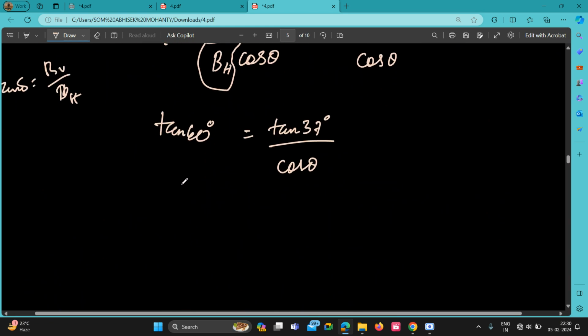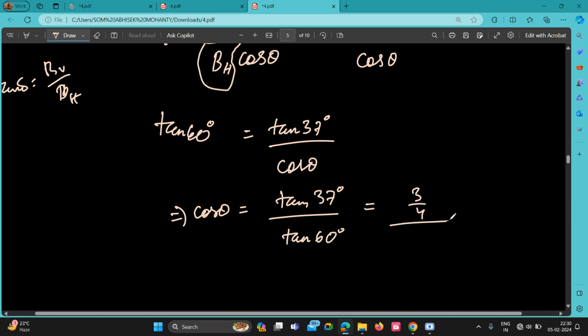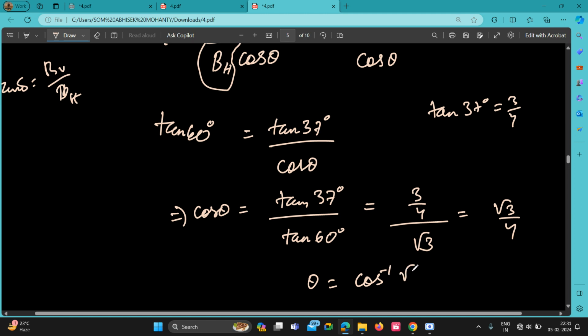That means your theta. So cos theta is equal to tan 37 degree divided by tan 60 degree. Tan 37 degree, remember, 3 by 4. Okay. Tan 37 you remember is 3 by 4. So this becomes root 3 by 4. Okay. So theta is equal to cos inverse root 3 by 4. Don't write it as 30 degree. 30 is root 3 by 2. Okay.